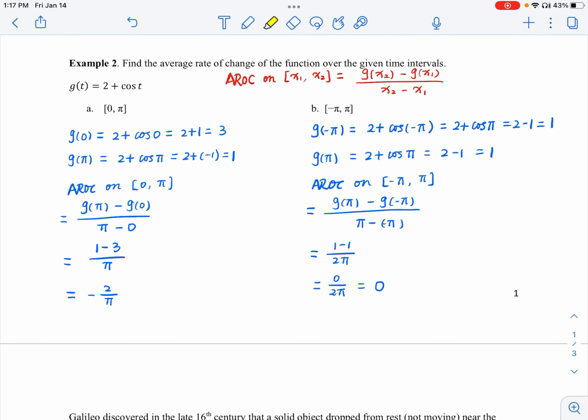So be very careful when we use the formulas. Make sure you match up the order of the variables. You see g(x2), g(x1), then the denominator should be x2 minus x1. We have g(pi) minus g(0), denominator is pi minus 0. This is pi, negative pi, pi, negative pi. Make sure you follow exactly the same order, and you will not make mistakes.